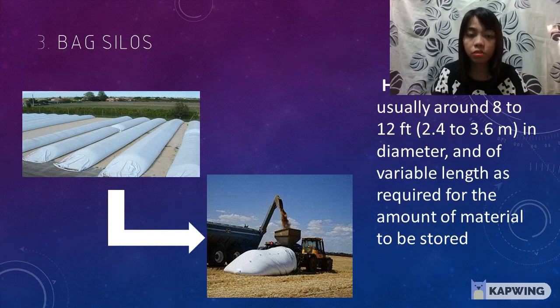And for its advantages, it includes lower capital investment. It has a flexible storage system. The feed is easily inventoried. It can be used for small and large herds. Fewer safety and health hazards, easy inspection, and lower storage losses. And for its disadvantages, specialized equipment may be needed. Plastic disposal creates extra labor and environmental concerns, and bags must remain intact. A compromised bag can result in a complete loss.